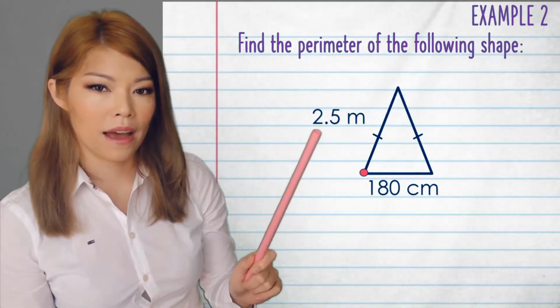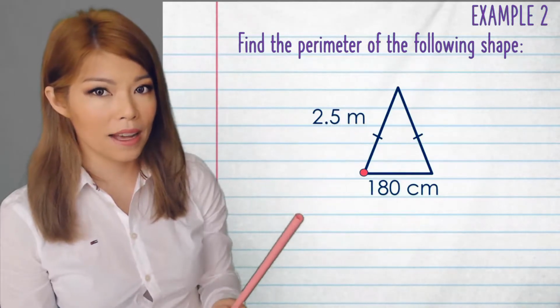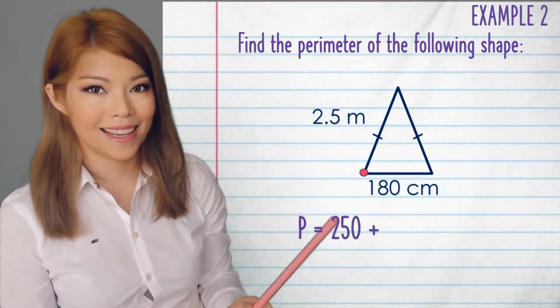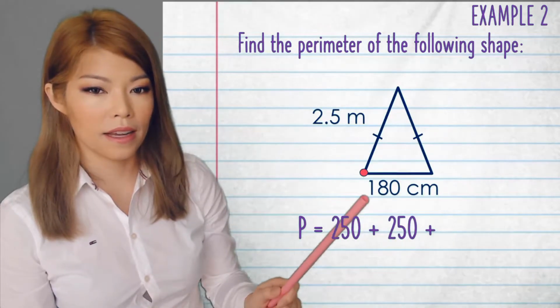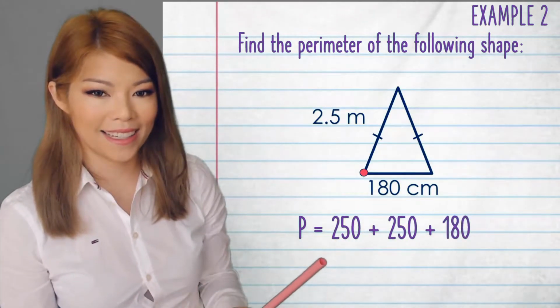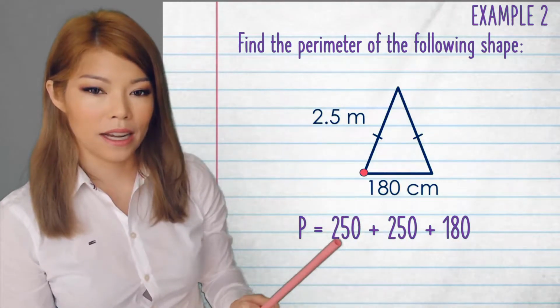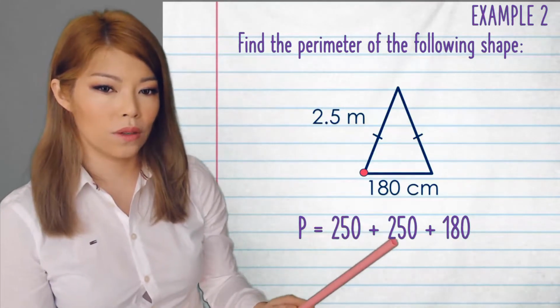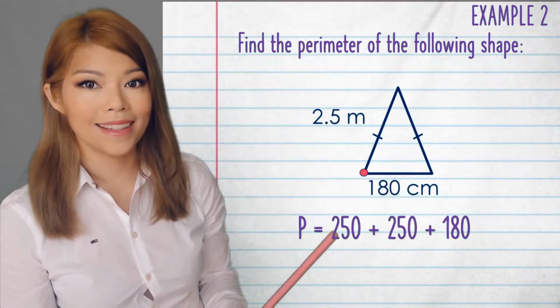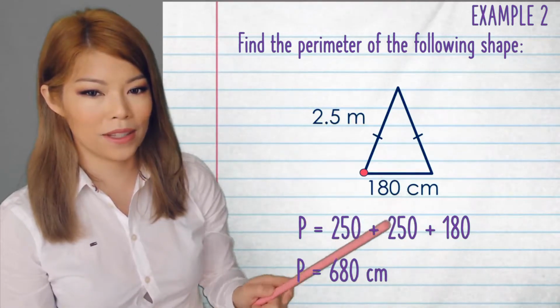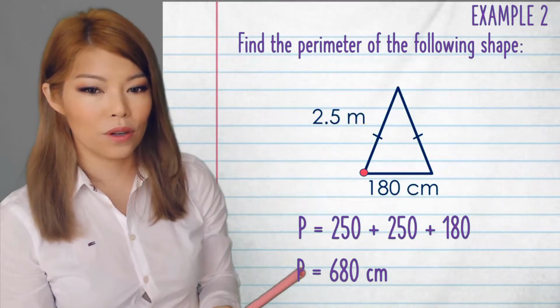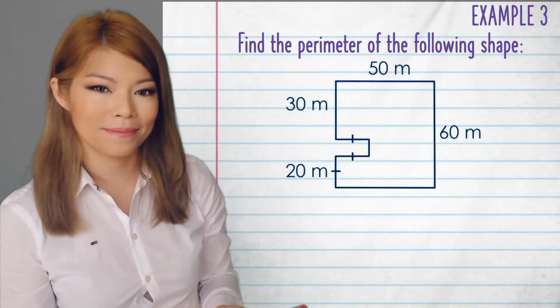So now we have 2.5 meters is the same as 250 centimeters. Then that side is the same. So 250 again, and then the bottom side is 180. Put that all in the calculator, or you can go 250 plus 250 is 500 plus 180 is 680. And don't forget units, we've used centimeters. So if you used meters, you would have gotten 6.8 meters.